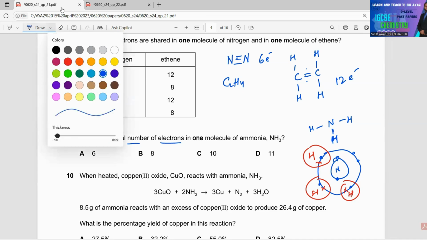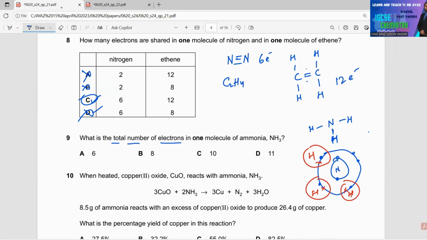So now let's count the total number of electrons here. We have 2 electrons in the first shell for nitrogen and 5 electrons in the valence shell. 2 plus 5, and 3 electrons coming from hydrogen. So 2 plus 5 plus 3 is 10. C must be the right answer in this case.